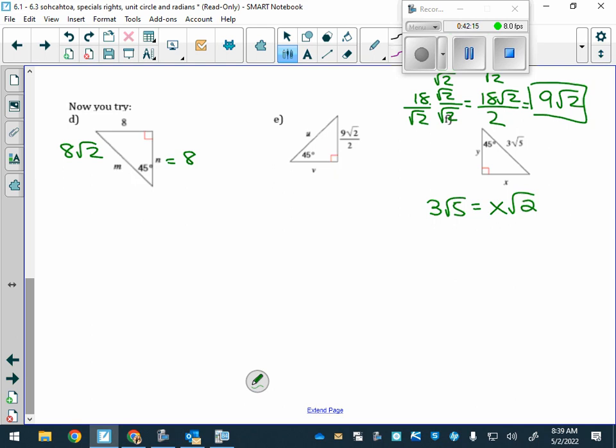Okay. Divide both sides by root 2. So we have 3 root 5 over root 2. Can I have a radical in the denominator? No. How do I get rid of it?